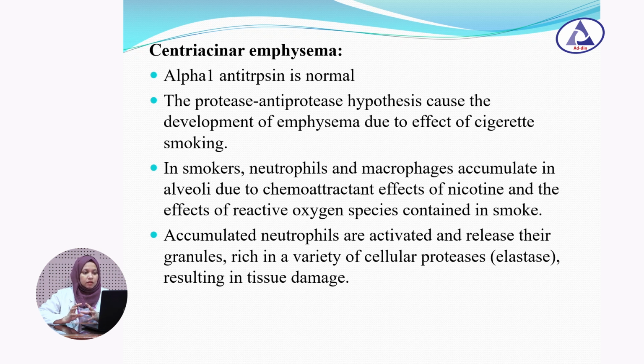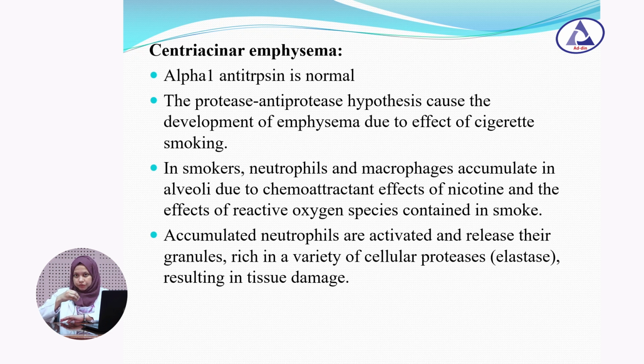Anti-protease hypothesis cause the development of emphysema due to effect of cigarette smoking. So we can see that in case of centriacinar emphysema, the main pathogenesis occurs due to cigarette smoking. So in case of smokers, what happens? Neutrophils and macrophages accumulate in the alveoli due to chemoattractant effects of nicotine and the effect of reactive oxygen species that are contained within the smoke.